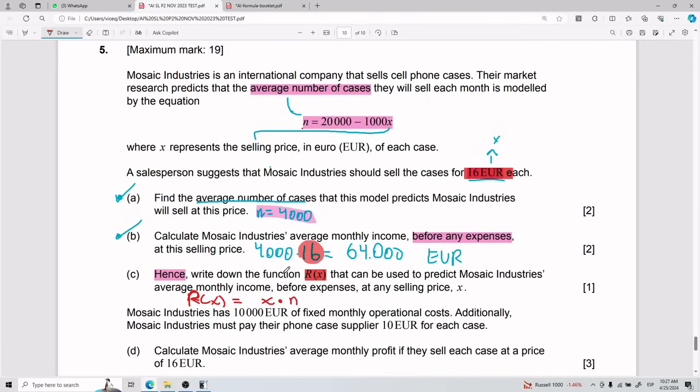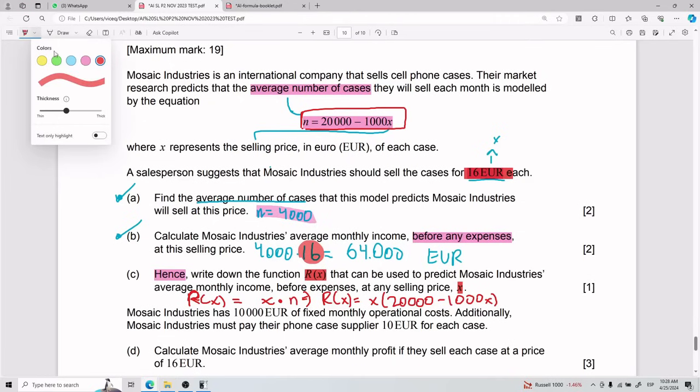But n, we said was this. And so really, R of x is going to be x times 20,000 minus 1,000x. And why do we need to leave it like this? Because they want it to be in terms of x, right? They want you to write down the function R of x at any selling price x. So you only need x, you do not care about n, but n is technically like this whole thing here, right?